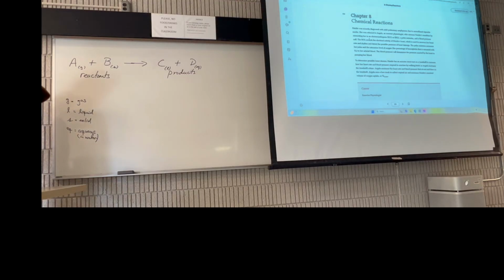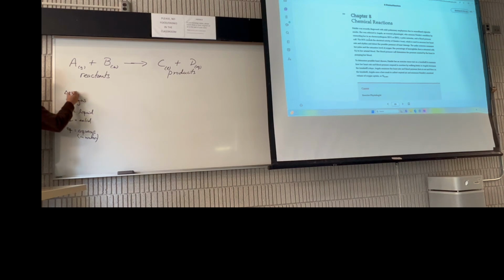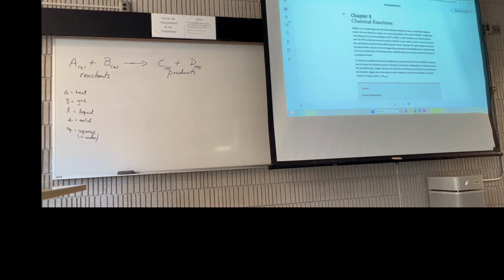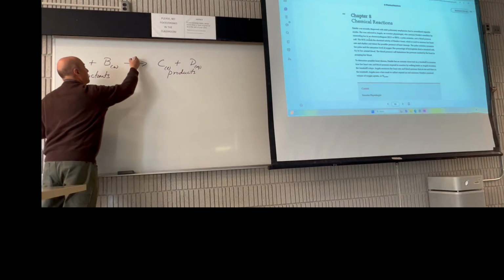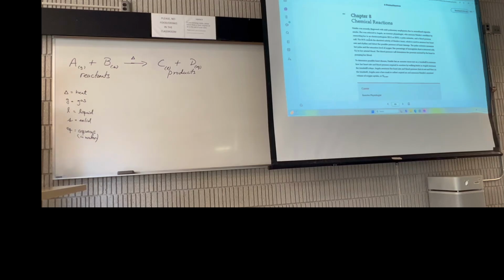Now, sometimes you may see a symbol like a triangle, and that symbol means that heat is needed for the reaction to proceed. And that triangle is often placed on top of the arrow. And that just means needs to be heated. There may be other symbols that you encounter in other more complex reactions, but these are the basic ones, the generic ones that we're going to look at.